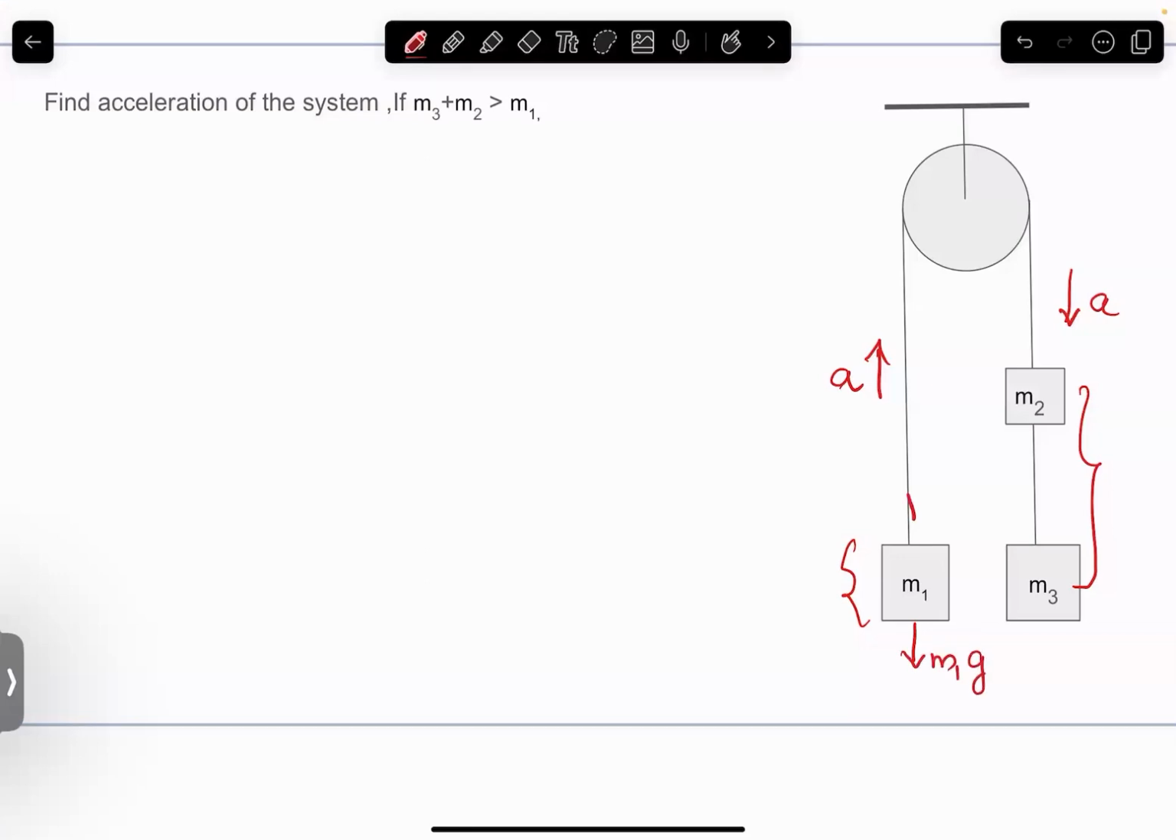Because of this weight, there will be a tension force acting to hold this weight upwards, or something might be happening because the string is attached. Either it will stay in equilibrium or it will go upwards. Since m3 plus m2 is greater than m1, this tension will pull this block upwards with an acceleration a.